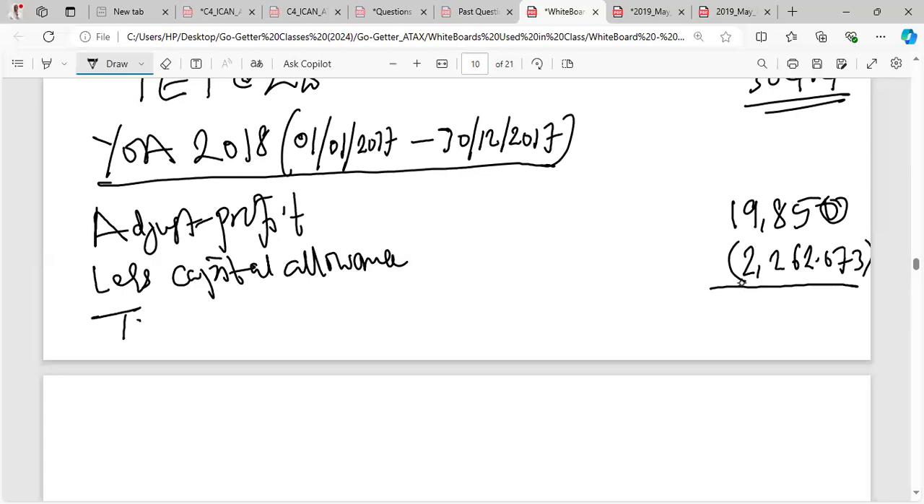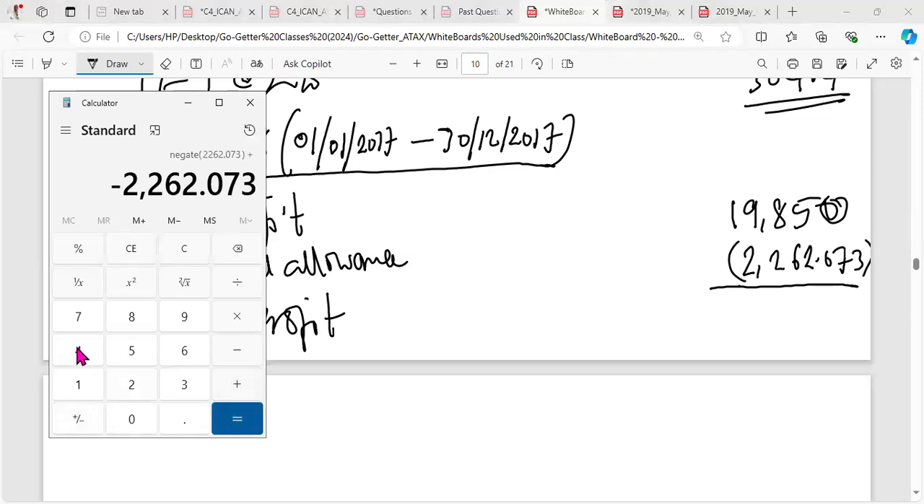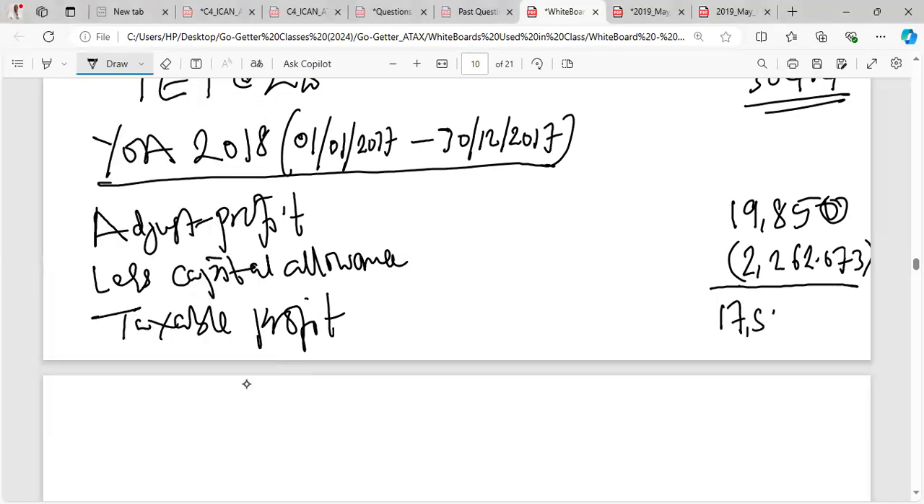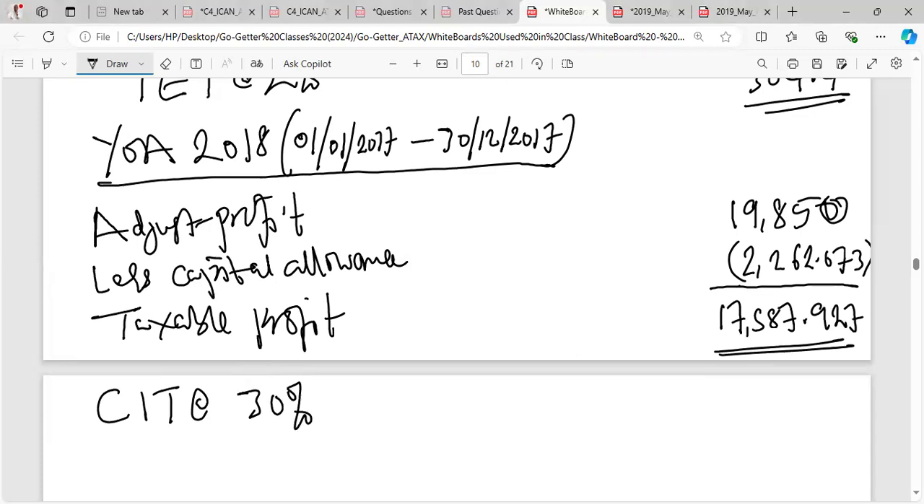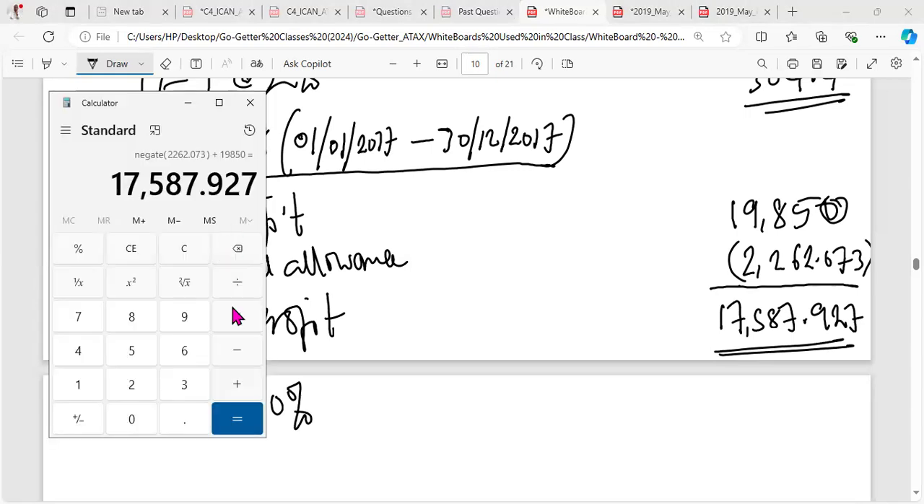So this is going to be your taxable profit. You calculate your taxable profit. I have this here, and I will say minus 2262.073 from 19,850. That will give me 17,587.927. So this is the taxable profit. So we have our CIT at 30%. So let's calculate 30% of that, so times 0.3.